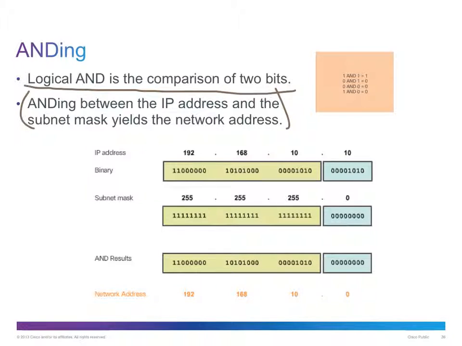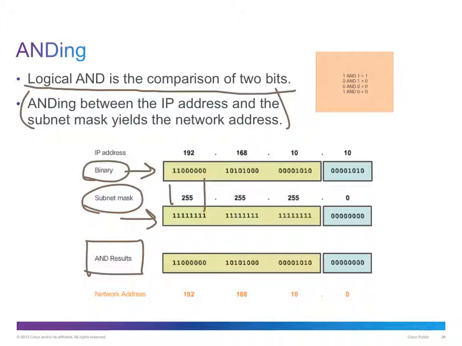When it gets a 1 and a 1, it creates a 1. Okay? When it gets a 1 and a 0, it creates a 0. And so what happens is when we have an address and the mask, and it ANDs them, here's the AND results. The mask is all zeros here, so when it ANDs this, it doesn't make a difference; this is going to be all zeros.